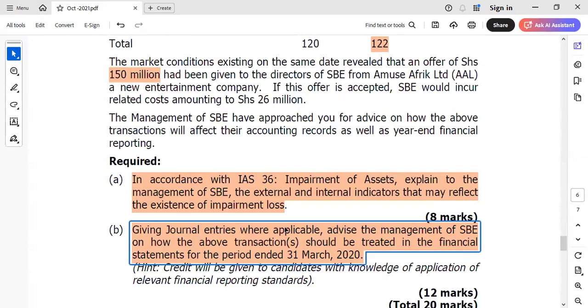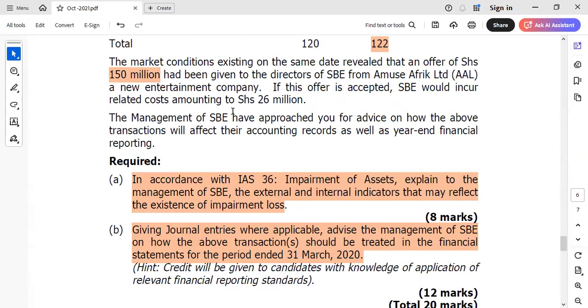Okay, for part A, that's what we started with. So colleagues, that's all. You will try November the same way, using the same knowledge. November 2023 FR paper.